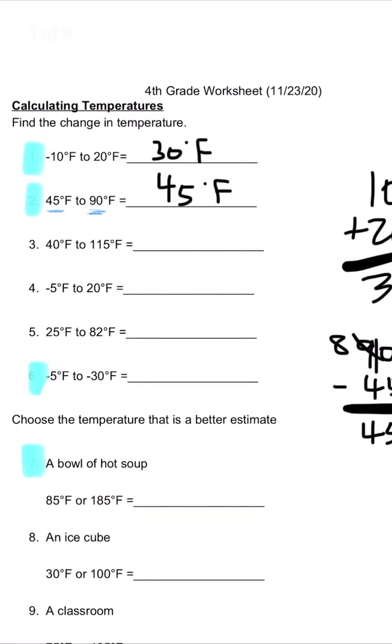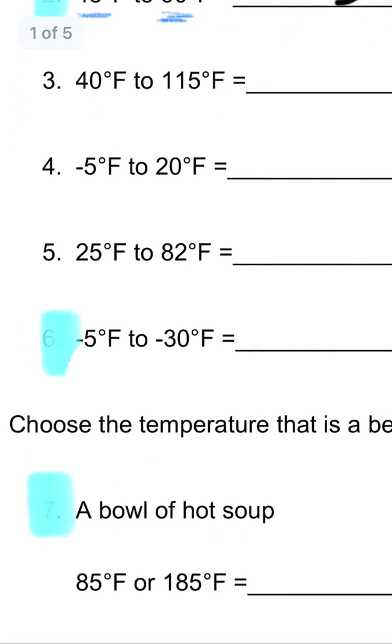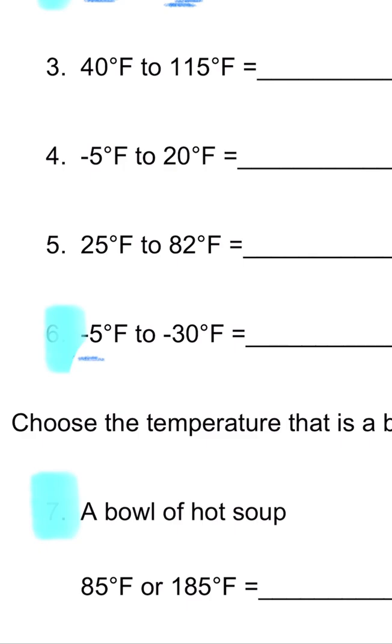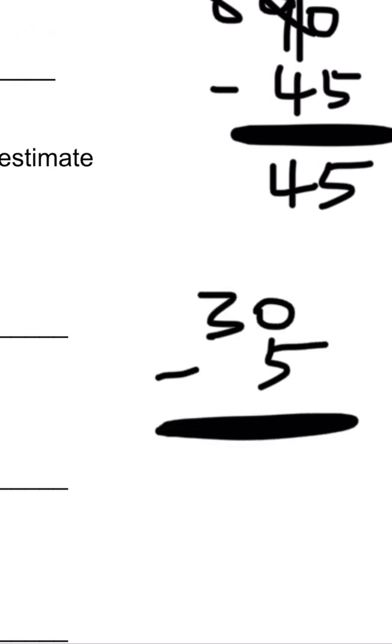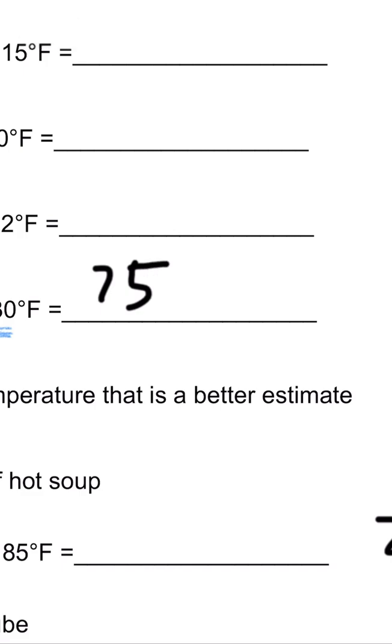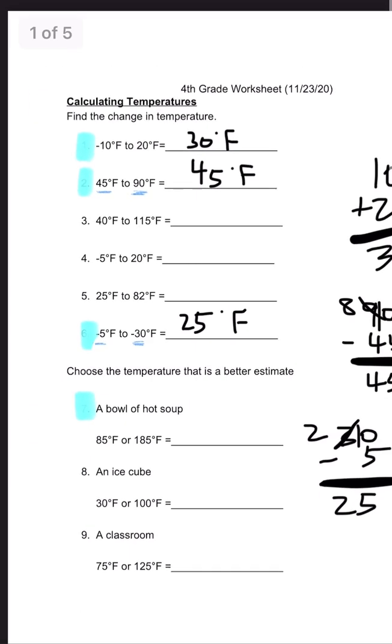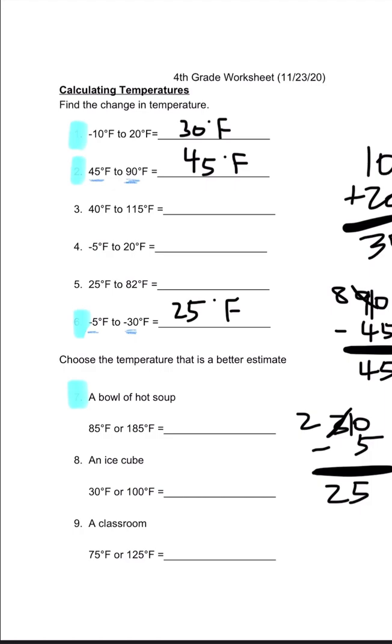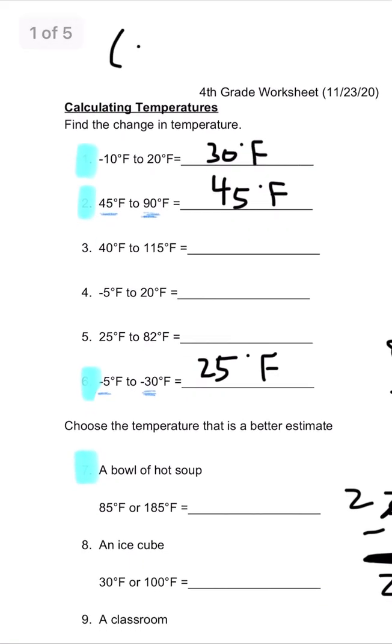Number 6, we're going from negative 5 degrees Fahrenheit to negative 30 degrees Fahrenheit. Since we're staying in the negative, you want to subtract. So 30 minus 5, borrow the 2. 10 minus 5 is 5, so we have 25 degrees Fahrenheit.